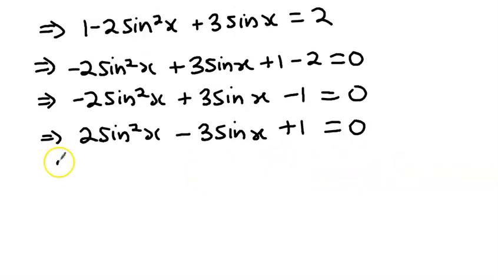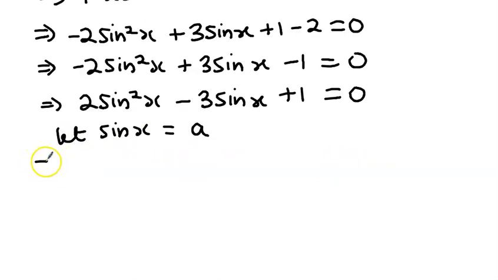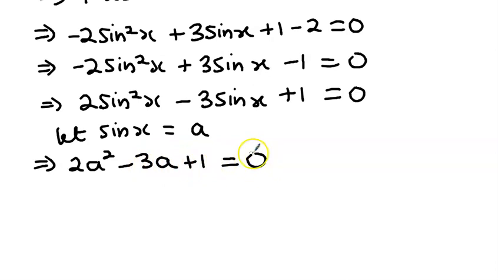is equal to 0. So let sin x be equal to a, so that we are going to have 2a squared minus 3a plus 1 is equal to 0. So this is a quadratic equation, and the coefficient here is 2, the constant term is 1. So that 2 times 1 will be 2. So the factors will be minus 2, minus 1.